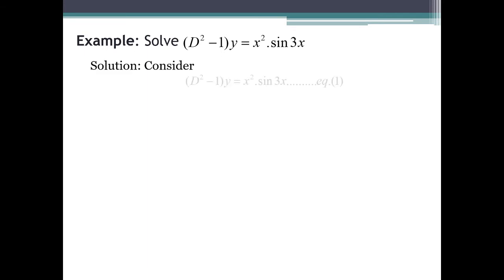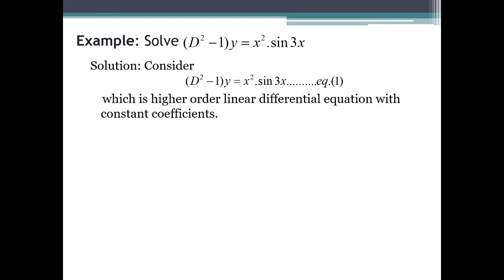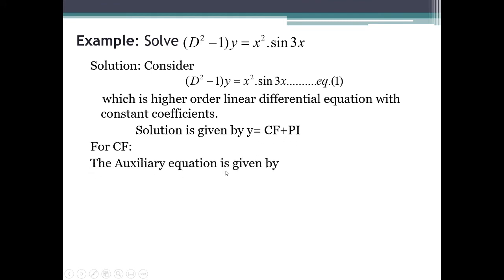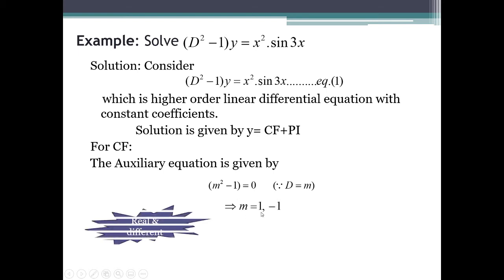Now we solve some examples on this. Consider this given equation, which is a higher order differential equation with constant coefficient. Therefore the solution is given by y equal to CF plus PI. For CF we find the auxiliary equation by substituting D equal to m. Therefore m square minus 1 equal to 0. We solve this equation and find the values of m: m equal to 1 and minus 1. Therefore roots are real and different. Therefore CF is c1 e to the power x plus c2 e to the power minus x.